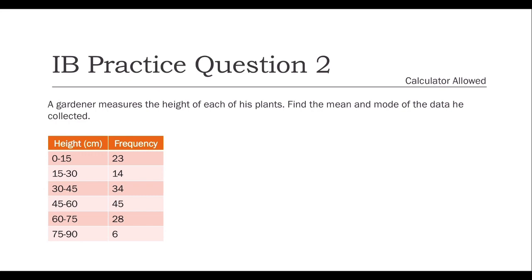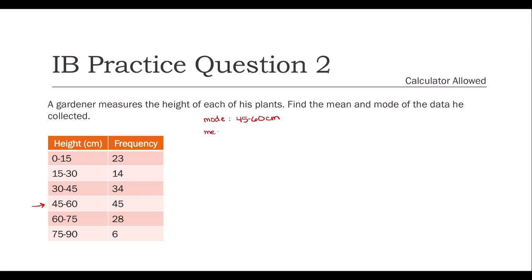Now we have our second IB practice question. It says, a gardener measures the height of each of his plants. Find the mean and mode of the data he collected. The mode is going to be pretty straightforward because it's just our modal class, whichever one has the highest frequency. So that would be 45 to 60 centimeters.